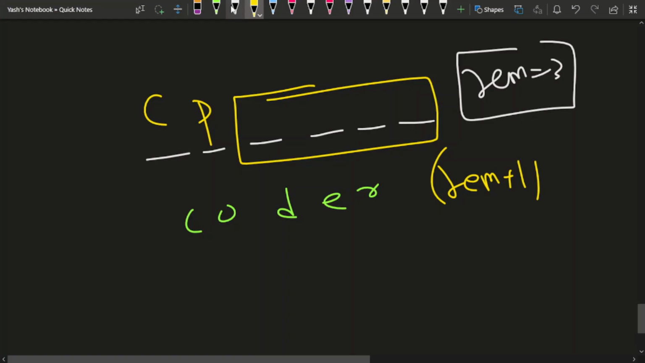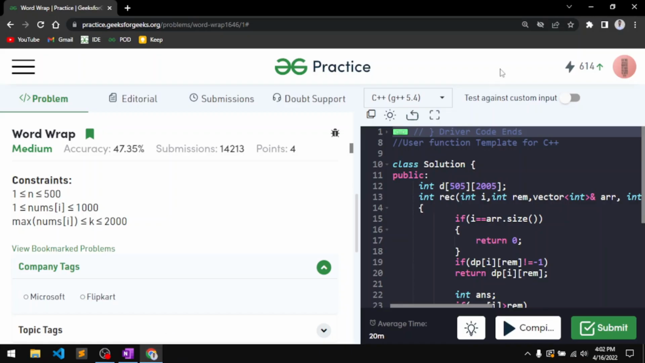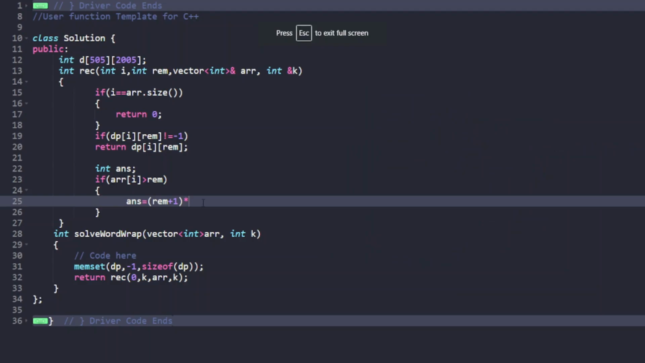You can observe, you will not write 3 into 3, you will write 4 into 4, right? Because if the remaining is 3, that's not 3 into 3, it should be 4 into 4, because 4 spaces are remaining in this part. That is why it will be 4 into 4, that is, (remaining plus 1) into (remaining plus 1), the current cost that you will pay.